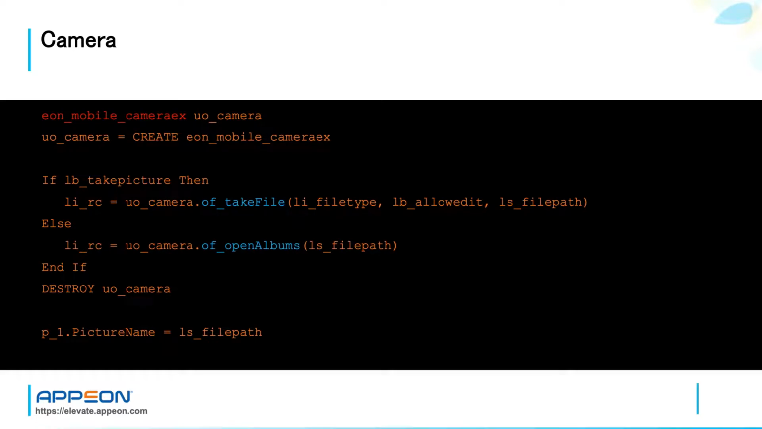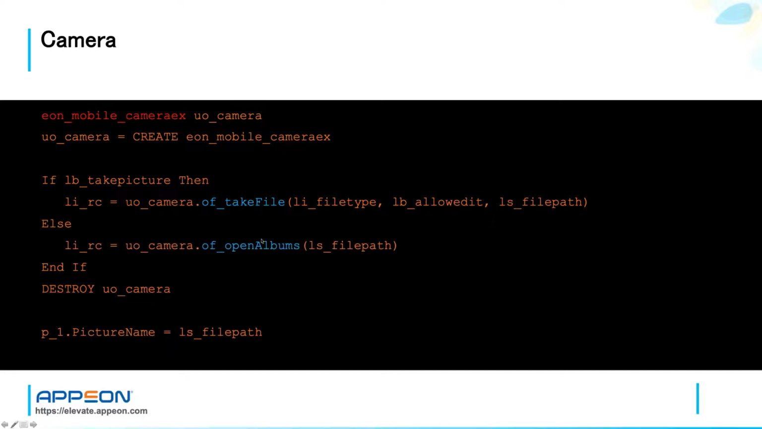Next, the camera. If you want to take pictures, or open the albums and select one, you can use the mobile camera object. As usual, you create an instance and then you can use take file if you want to shoot a new picture or video. Picture or video depends on the first parameter, the first flag here, 1 or 2. If you want to make changes, you have a boolean and a second argument, but anyhow, the third argument by reference is the file name of the picture or video that you have taken.